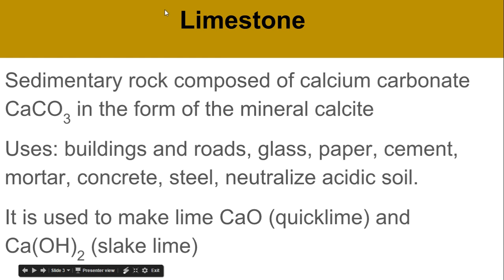So the chemical name for the limestone is calcium carbonate, and it is used in buildings, roads, to make glass, paper, cement, mortar, concrete, steel, to neutralize acidic soil, and is used in the furnaces to clean out the impurities. It is used to make lime and slaked lime.